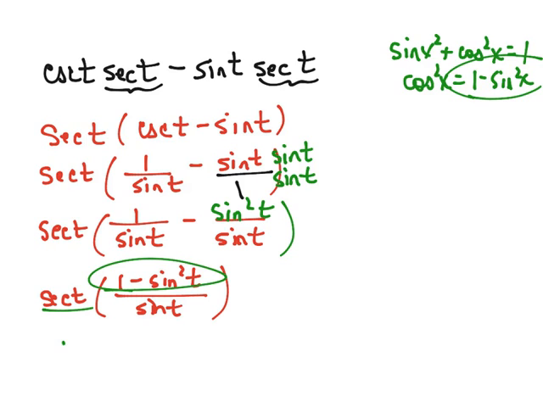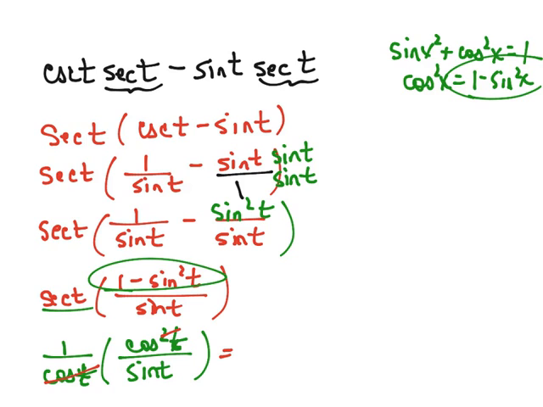Notice also that secant is 1 over cosine, so I'm going to go ahead and write that in. And 1 minus sine squared, we just found out, is cosine squared. And these are actually t's, not x's. So now we have a cosine squared divided by a cosine. So this will cancel with one of those terms, and we'll end up with cosine of t over sine of t. And cosine of t over sine of t is cotangent t, which is one of our identities.